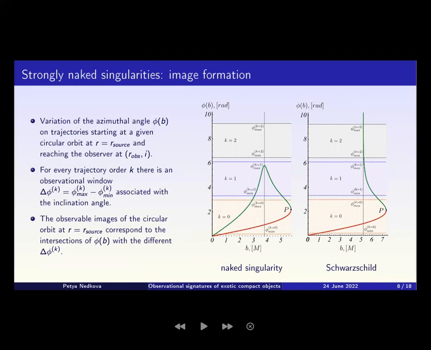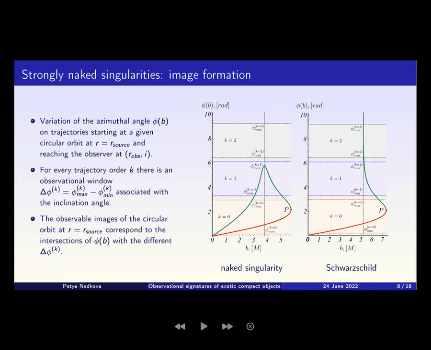The curve on the diagram gives you the integral, this deflection angle. Those strips give the right-hand side. So we call them observational windows. We just introduce some term for them. Those strips are divided by the order of the images, equal to 0, 1, 2, and so on, to get clarity on what kind of images we are getting.